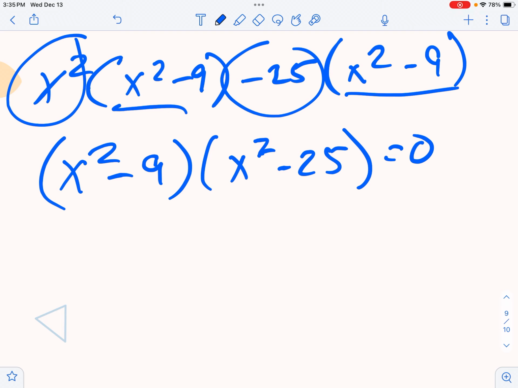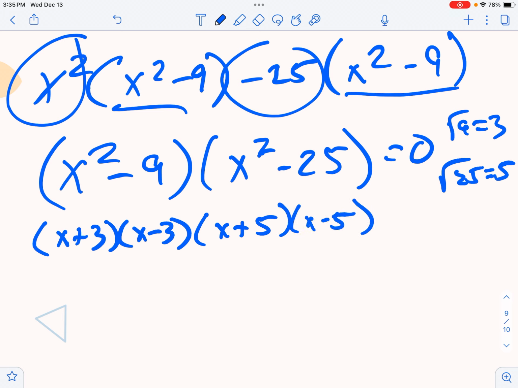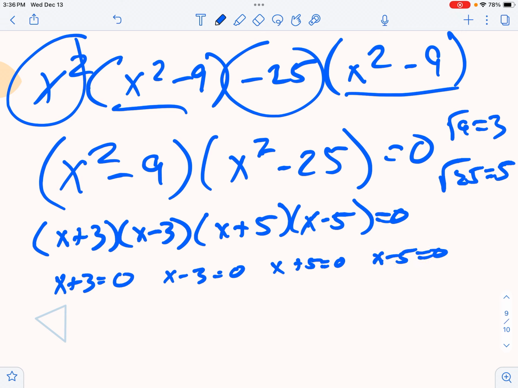Okay, x squared is a perfect square, we know that. Minus 9, 9's a perfect square, square root of 9 is 3. So I can say this is x plus 3, x minus 3. This is x plus 5, because the square root of 25 is 5, so it's a perfect square, and x minus 5 equals 0. So it's kind of like the last one. Set them all equal to 0.